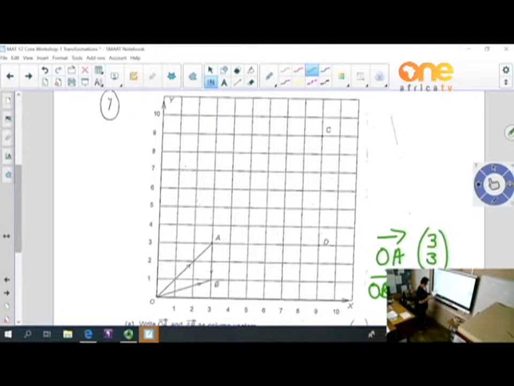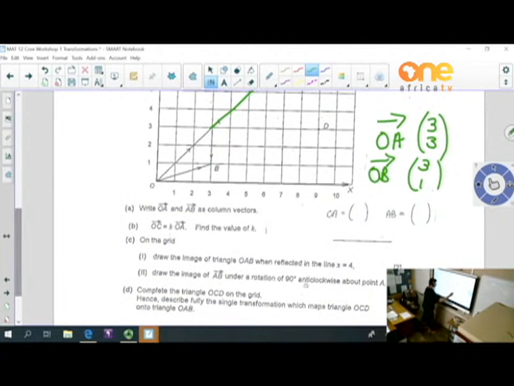The next one says OC is k times OA. Find k. So here's C now. If we join these points from O to C, then we have the vector OC. Now, we said OA was (3, 3). Let's read off OC. This one is (9, 9). Can you see? So that is why k is going to be 3, because I've multiplied it by 3.